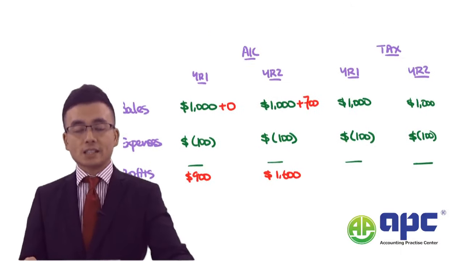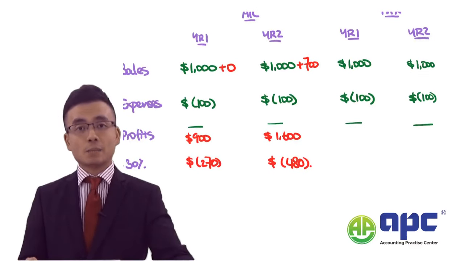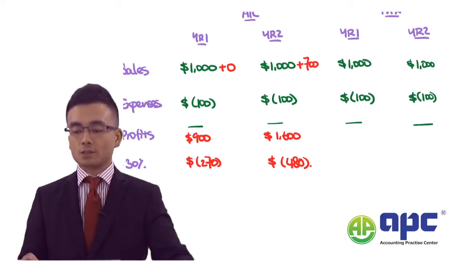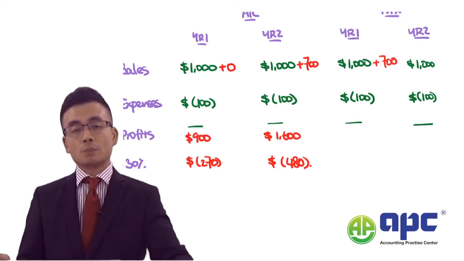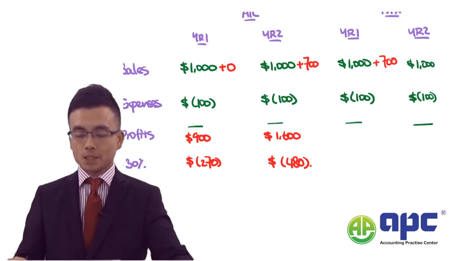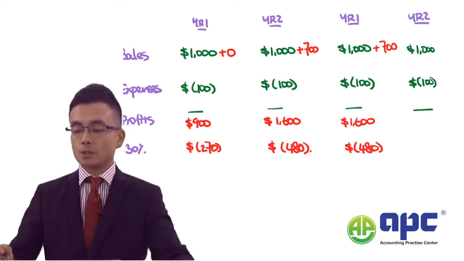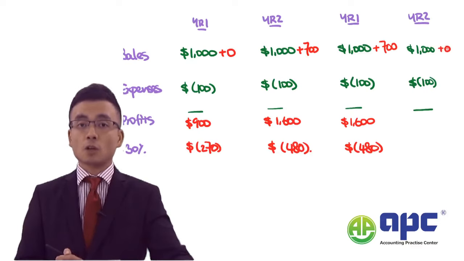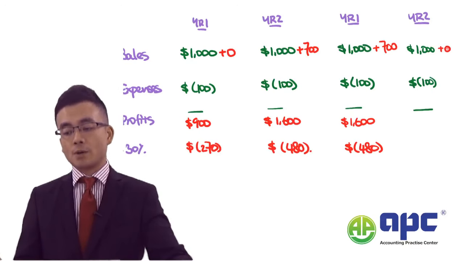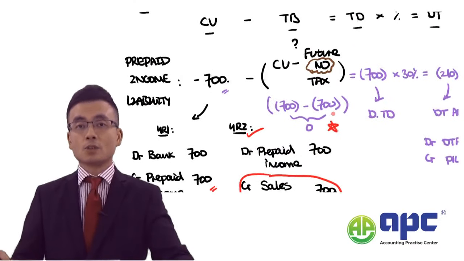In tax, it states that when the company received $700 in year number one, it has already been taxed. And that means in year number one, we put that $700 in as taxable income. And that will be $1,600. That will be $480 in year number one. But in year number two, there will be no tax on that $700 any longer. And that's why we put zero in year number two. And that's why, as you can see, the tax base in year number two will be zero here.